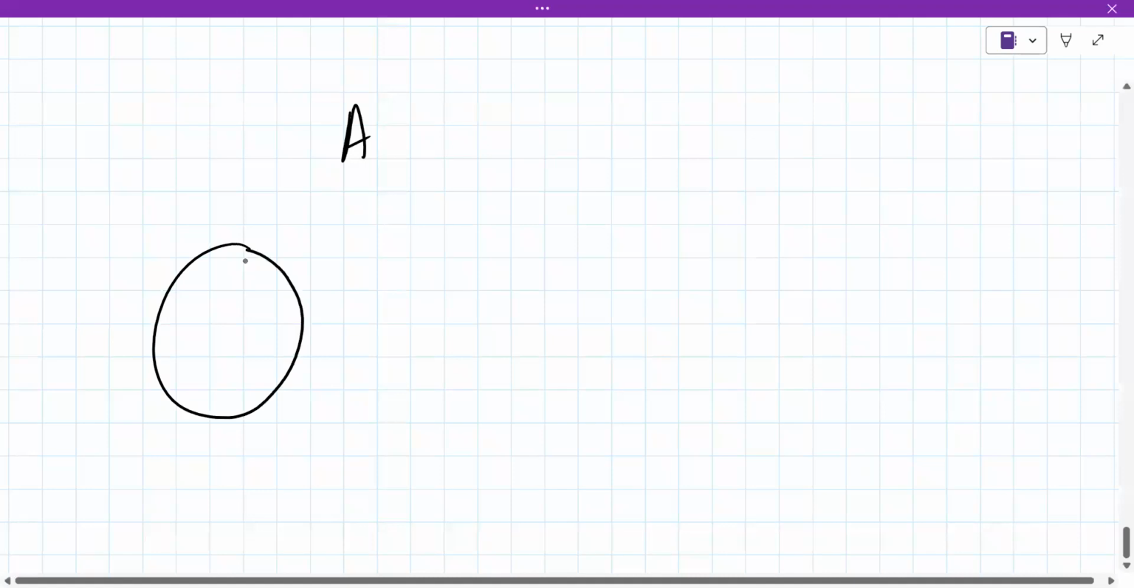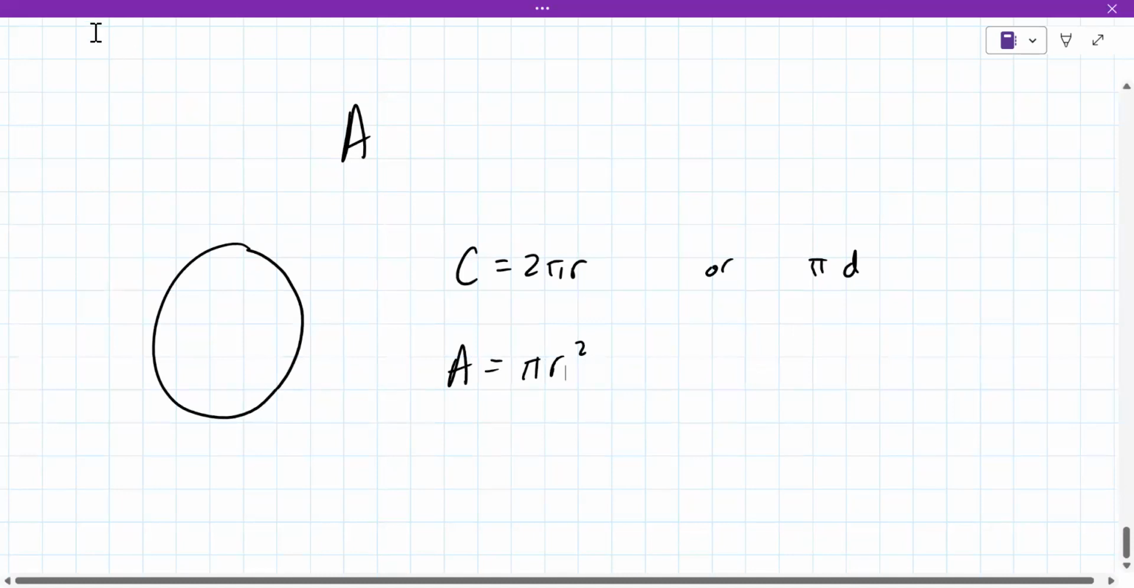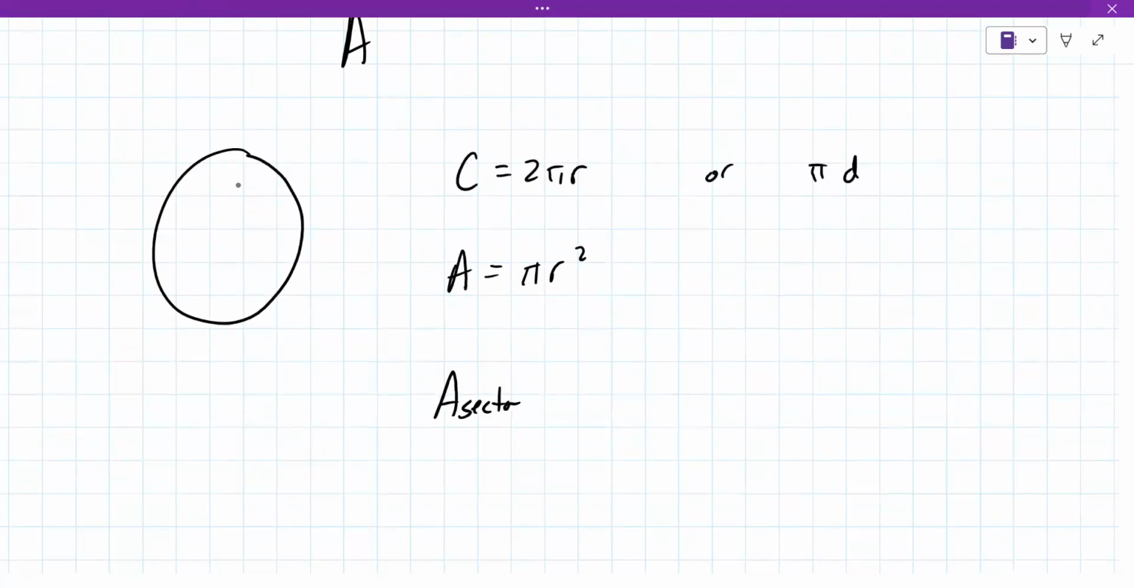Let's start here with circles. For circles, you have the circumference of 2 pi r, or pi times diameter. The area is pi r squared. They sometimes want you to find the area of a sector, the pizza slice. The angle over 360 times pi r squared.